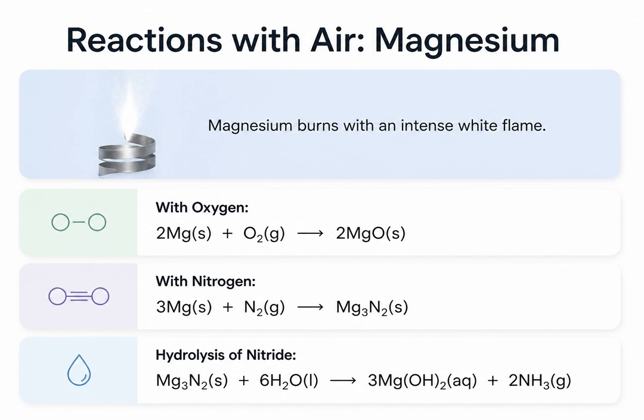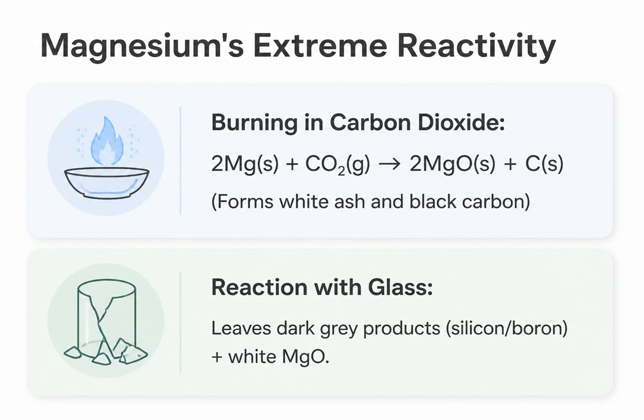Interestingly, if burned in normal air, the massive heat released is enough to break the strong triple bonds of nitrogen gas, forming magnesium nitride as well. If you add water to this magnesium nitride, it hydrolyzes to release ammonia gas. Magnesium's combustion is so energetic that it will even continue to burn in a stream of carbon dioxide. The heat decomposes the carbon dioxide, stripping the oxygen to form magnesium oxide and leaving behind specks of black carbon.